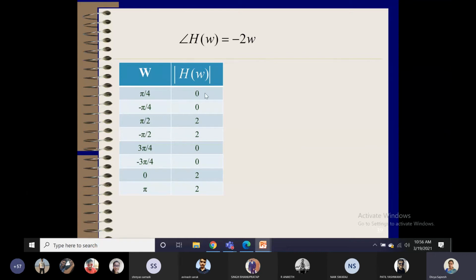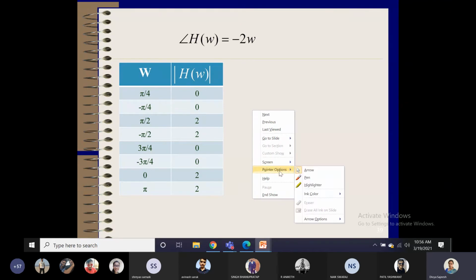For pi by 4 it is 0, even for minus pi by 4, right hand side as well as left hand side it is 0 only. Then for pi by 2 it is 2, 3 pi by 4 it is 0, then for 0 as well as pi it is 2. So your function will be somewhat like this.